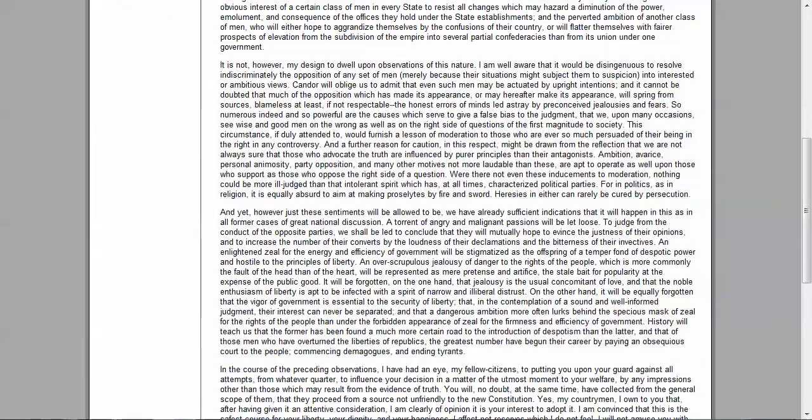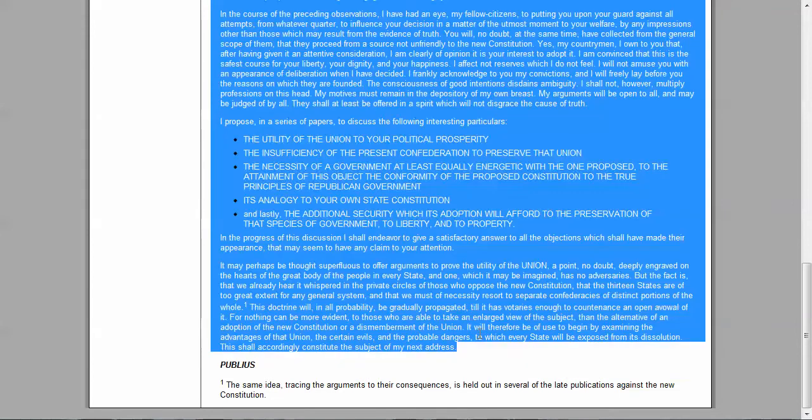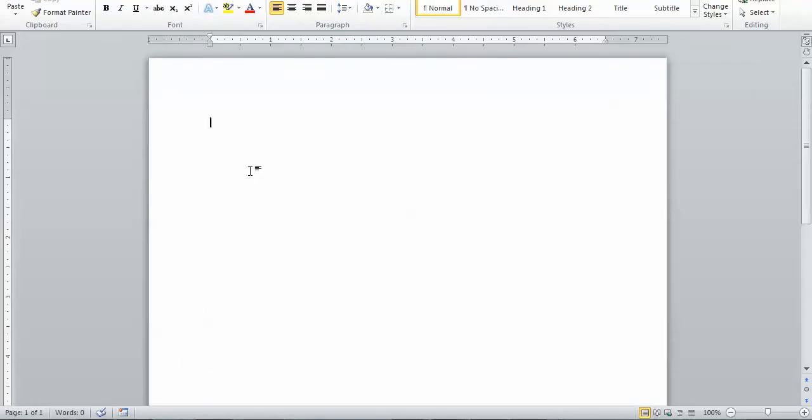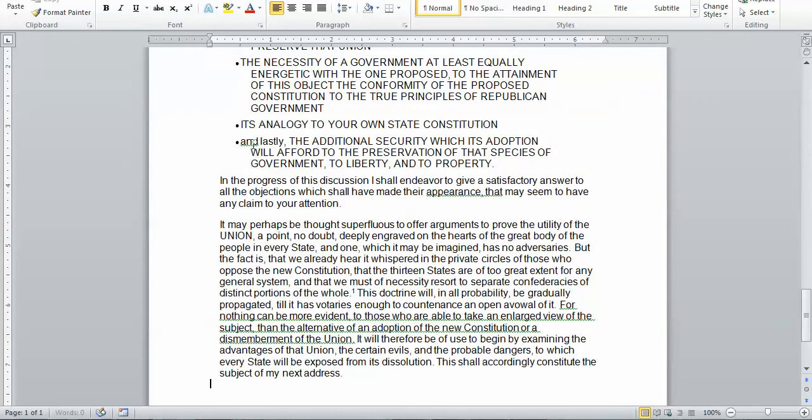I'm just going to highlight the whole paper and copy it, go to Word and paste it. And when I do, immediately I see that there are 1,584 words.